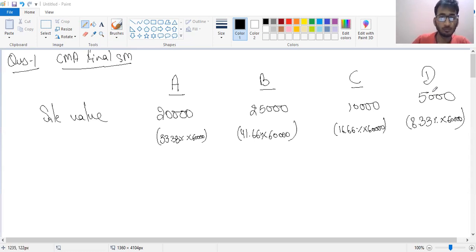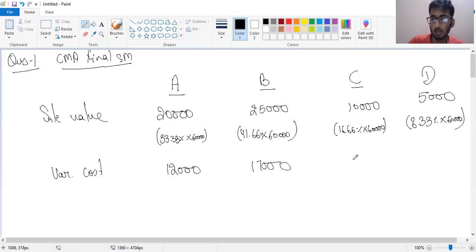Now the other thing is the variable cost. It is given as 60% of the sale price, so I can say 12,000 would be here. Then 68% of the sale price, so 68% of 25,000. 25,000 multiplied by 0.68 would be 17,000. The third one is 80% of the selling price, so I can say 8,000. And the fourth one is 40% of the selling price, so I can say 2,000.